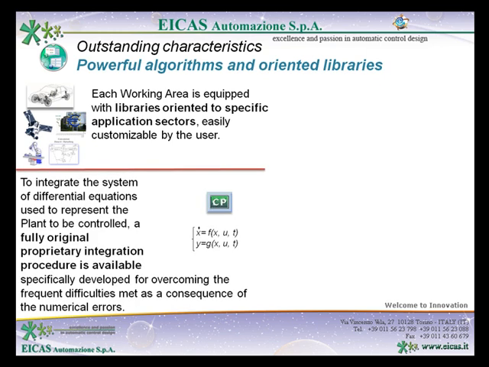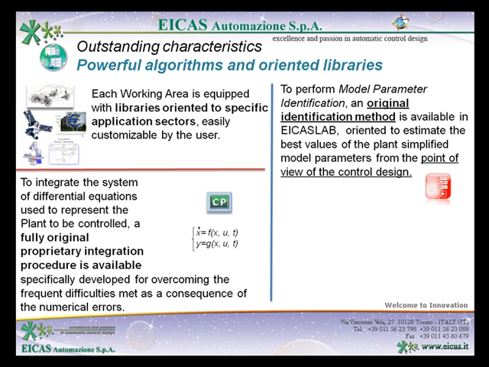To integrate in simulation the system of differential equations used to represent a continuous plant to be controlled, a fully original proprietary integration procedure is available, specifically developed for overcoming the frequent difficulties met as a consequence of the numerical errors. The procedure requires a resolution value for each state variable, strictly linked to their physical meaning. To perform the model parameter identification of the planned simplified model, an original identification method is available in EICASLAB, oriented to estimate the best values of the planned simplified model parameters from the point of view of the control design.